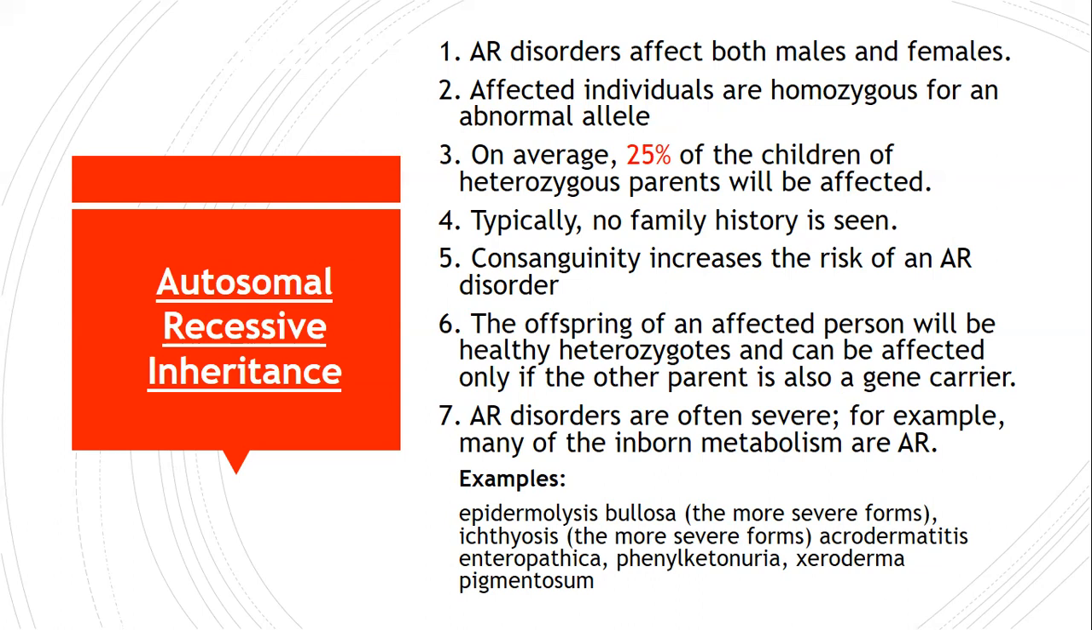Autosomal recessive disorders are often severe. For example, inborn error of metabolism. Examples of autosomal recessive inheritance include epidermolysis bullosa severe form, ichthyosis more severe form, acrodermatitis enteropathica, phenylketonuria, xeroderma pigmentosum.